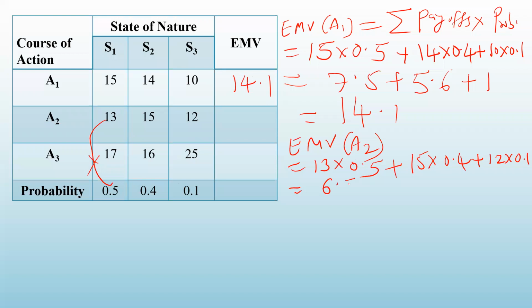Thirteen multiplied by 0.5 is 6.5. 15 into 0.4 is 6. And 12 into 0.1 is 1.2. Add these numbers. How much are you getting? 13.7.